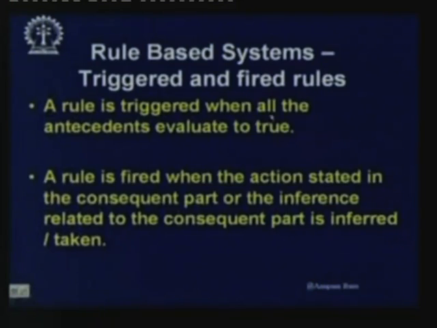But it is not the case that all the rules which are enabled are fired. I can fire any one of them. If I have to fire any one of them, I have to make a decision as to which one I should fire. But first of all, let's make a distinction that a rule is triggered when all its antecedents evaluate to true, and the rule is fired when the action stated in the consequent part, or the inference related to the consequent part, is inferred or taken. So, we will make a distinction between these two.